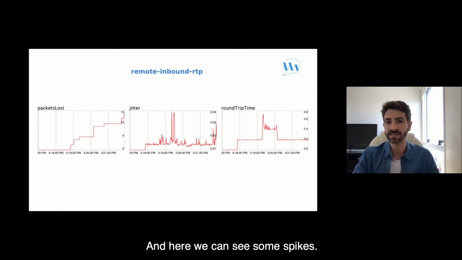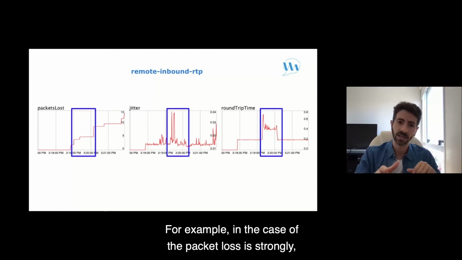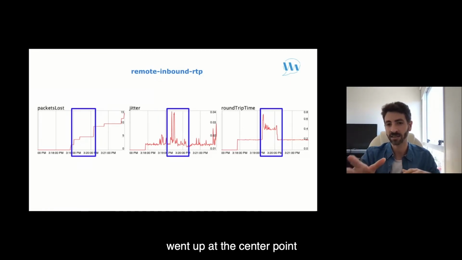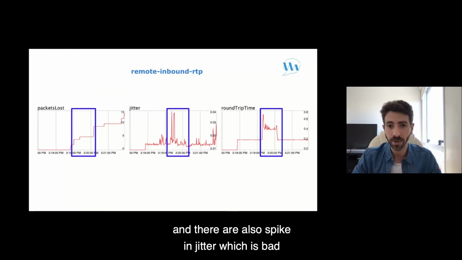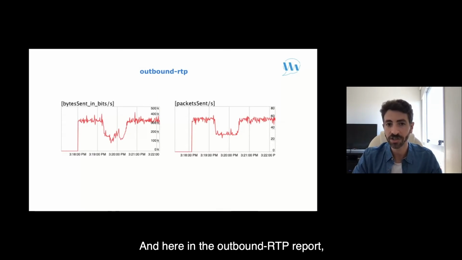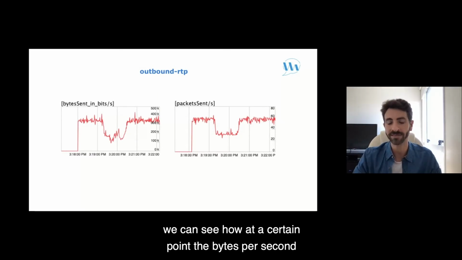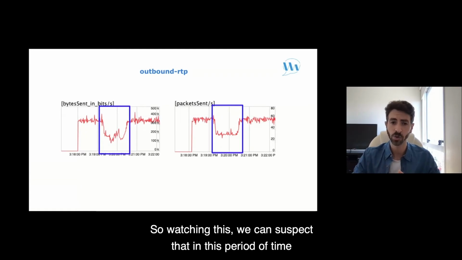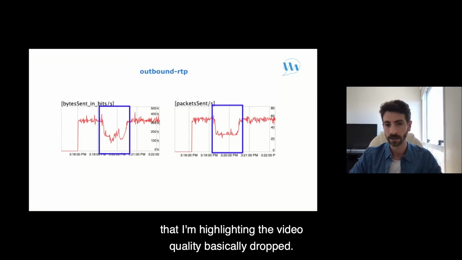And here you can see some spikes. For example, in the case of the packet loss, it went up strongly at a certain point. There are also spikes in jitter, which is bad. And the RTT increased. And here in the outbound RTP report, we can see how at a certain point, the bits per second and the packets sent per second went down. So watching this, we can suspect that in this period of time that I'm highlighting, the video quality basically dropped.